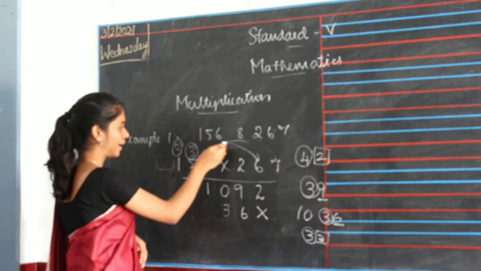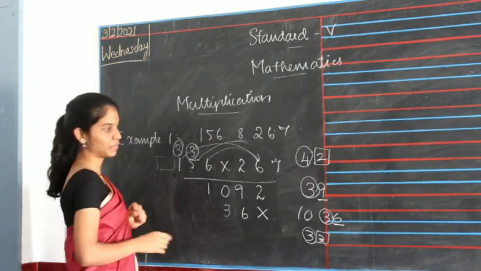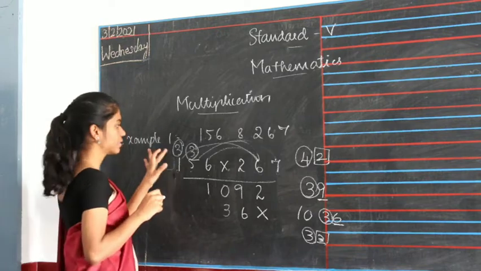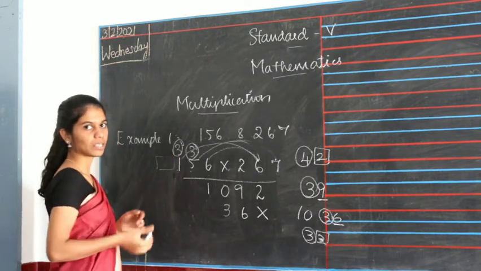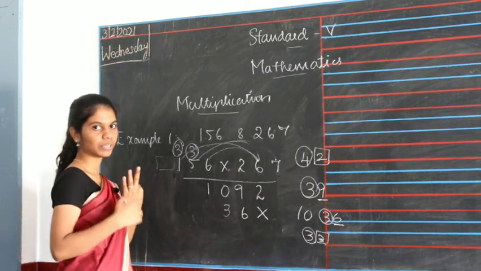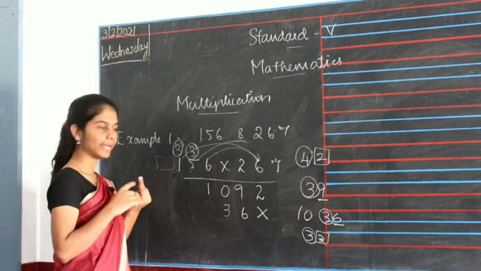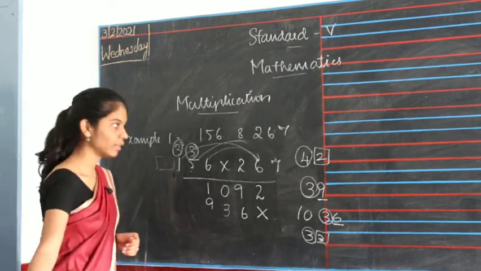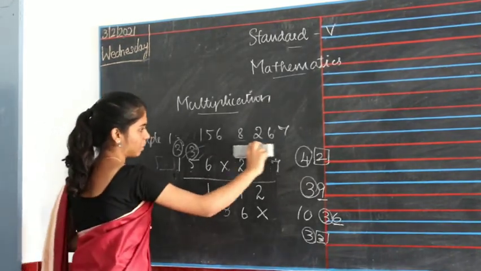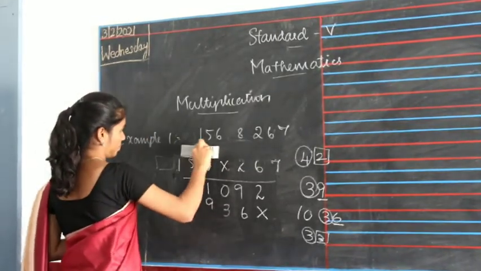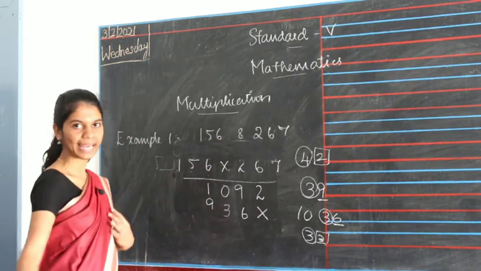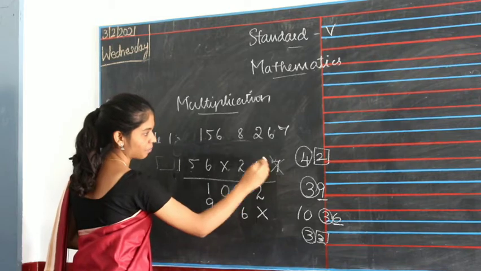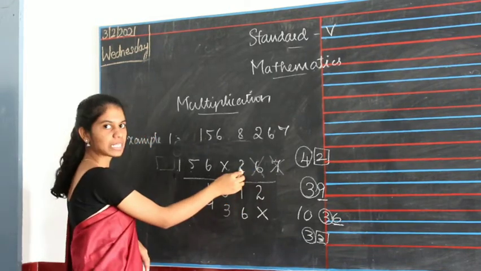Now 6 is multiplied with the number in the hundreds place. 6 and 1. 6 1s are 6. 6 plus 3, the carry. 6 in your mind, 3 on your fingers. 6 after 7, 8 and 9. Now you again erase these numbers, the carries and all. Now this number is done. Now left is 2.